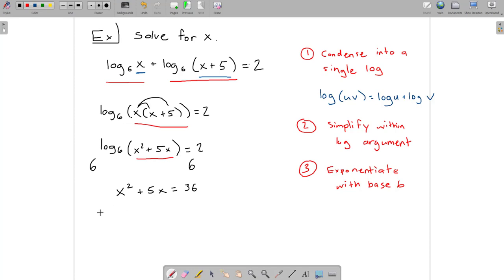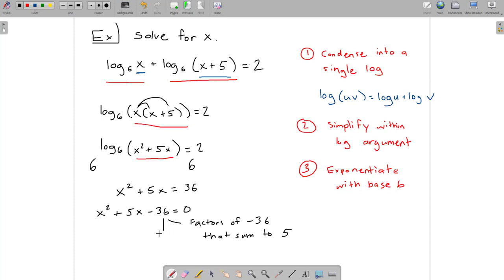Alright, quadratic. So let's write this quadratic in general form, like we've seen so many times in the past. X squared plus 5x minus 36 equals 0. And so, as you know, I like to factor. I think it's faster, but if you don't know how to do that, go ahead and use the quadratic formula. But let's think of factors of negative 36 that sum to positive 5.